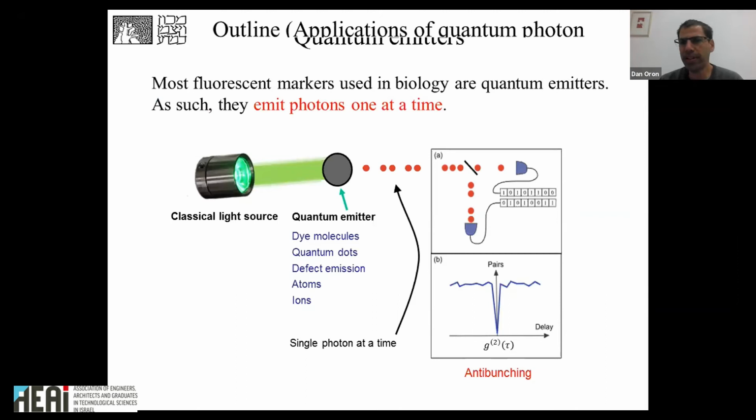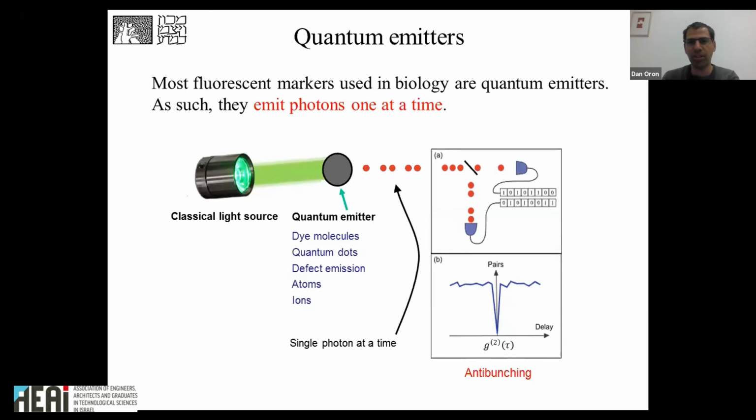Okay, so most fluorescent markers used in biology, actually most light sources, quantum light sources, are quantum emitters. What does a quantum emitter mean? A quantum emitter is an emitter that can only emit one photon at a time. This makes a lot of sense. Consider, say, a dye molecule. If it's in the excited state, it can emit a photon. But if it emitted a photon, that means it's in the ground state. If it's in the ground state, it takes a time to be re-excited. And from the ground state, it cannot emit a second photon, right? So a quantum emitter can only emit one photon at a time.